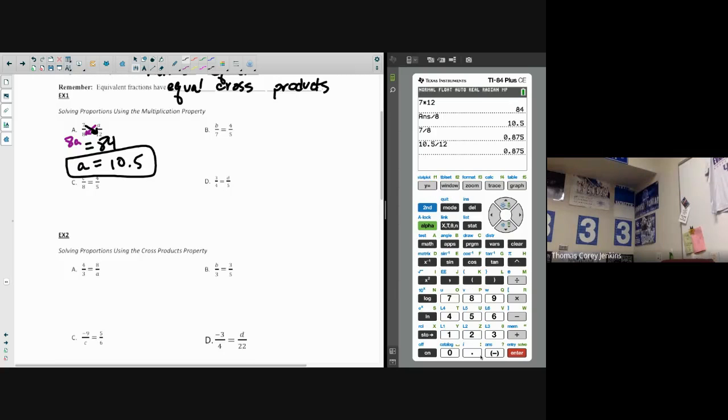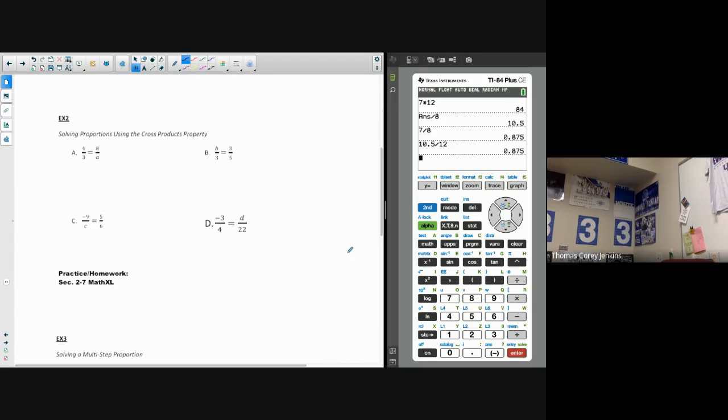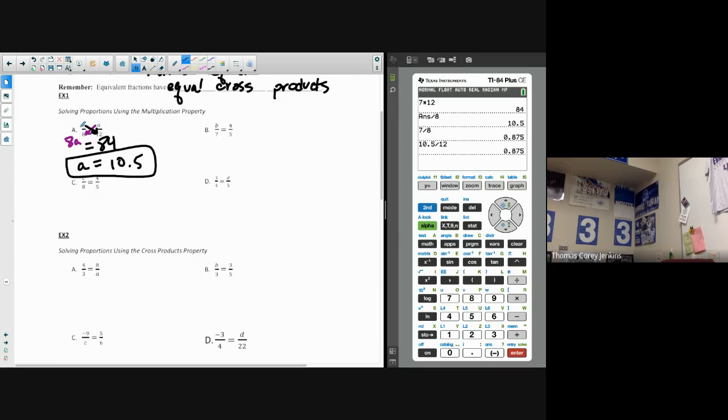I think I might just skip the rest of those because we've done so many on the DMR. However, they are all filled out on your notes. Okay, so I guess I solved those a different way than I was supposed to. If you look at this example that I did, I was supposed to be using the multiplication property. So let me do 1 or 2 that way, and then I'll pretty much skip example 2, which is cross products. Okay, so the multiplication property would be this.